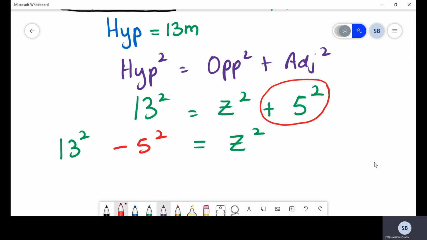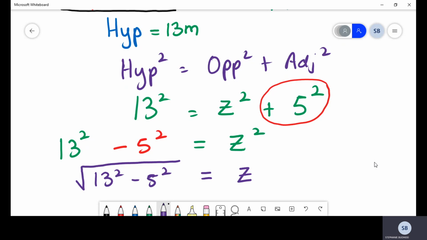Okay, so finally, one last step. Unlike how I did the last question, I'm going to do the quicker method. Making z the subject in one quick, simple way, we are going to find the square root of 13 squared minus 5 squared. And that's it. See how short? That was just 1, 2, 3 lines and we're done. That's it. You just plug this into your calculator.